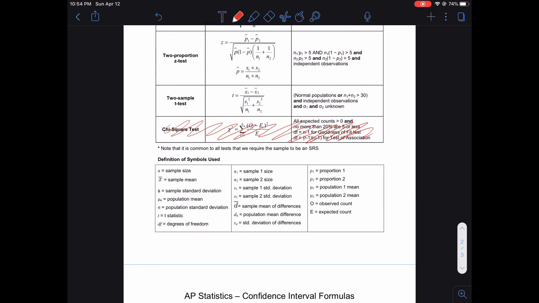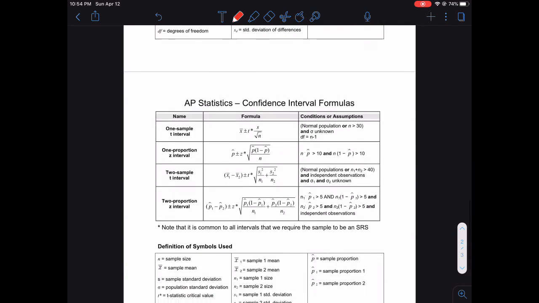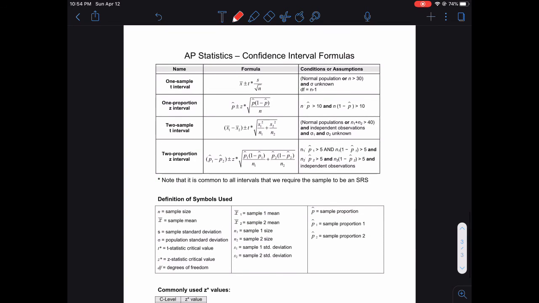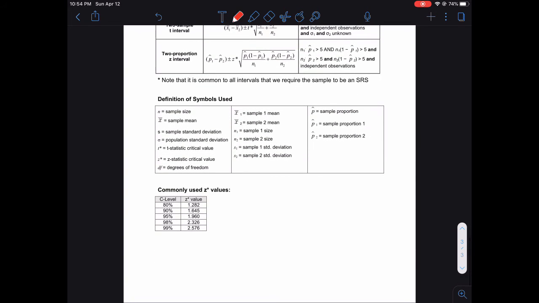Here are definitions of symbols that we use, in case you need a reminder. Confidence interval formulas. And common z-star values, if you want to look up something really quickly. Remember, we can't do a table of common t-star values because they depend on our sample size.